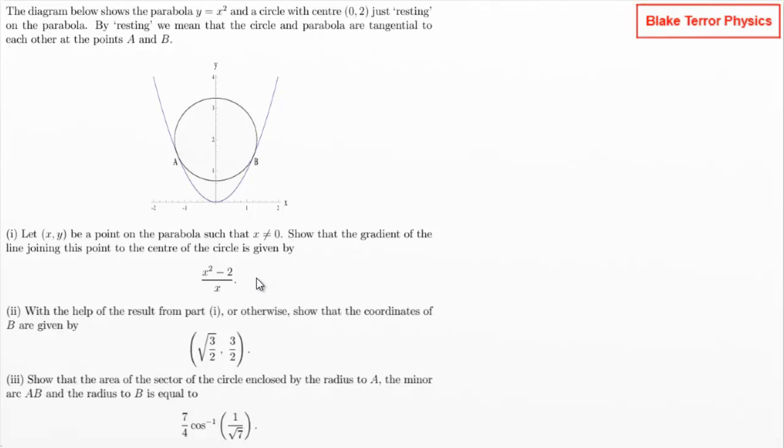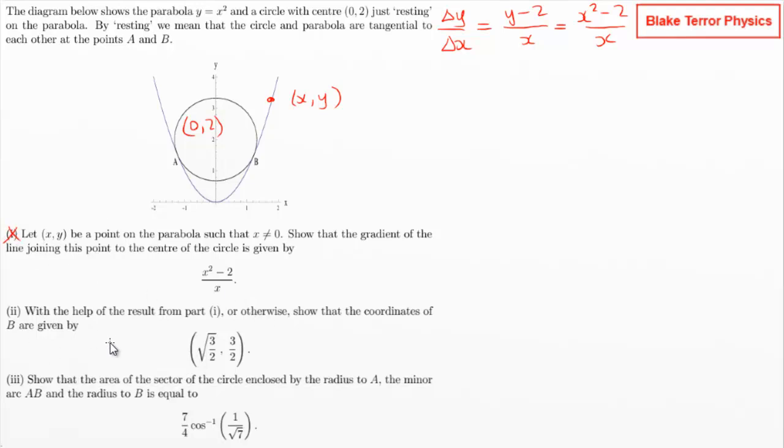Show that the gradient of the line joining this point to the centre of the circle is given by that equation. So let's take some general point on the parabola, call that (x, y). We've got the centre at (0, 2). We just need the gradient between them. So change in y over change in x is (y minus 2) over (x minus 0), and y is x squared. So (x squared minus 2) over x. Right, that's got us warmed up.